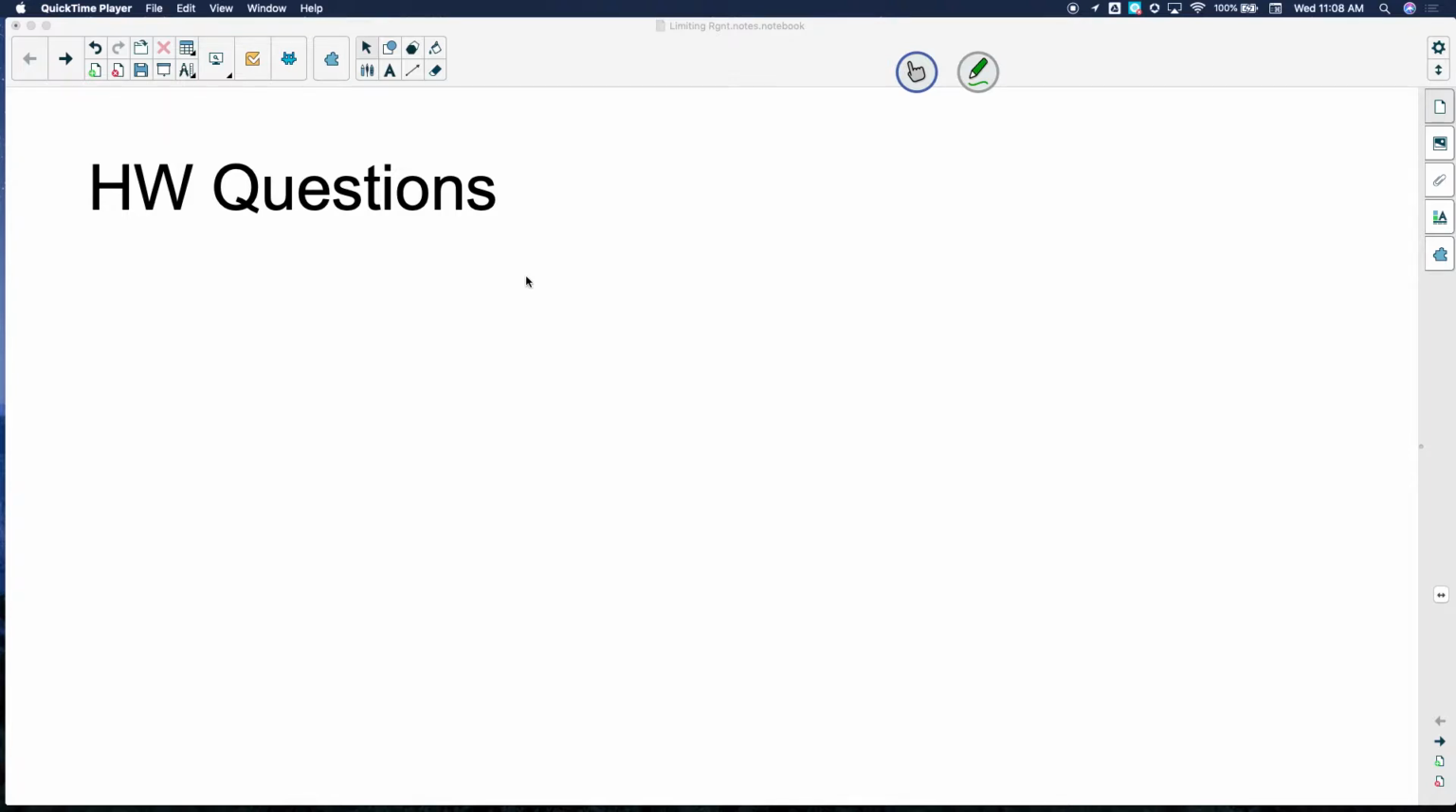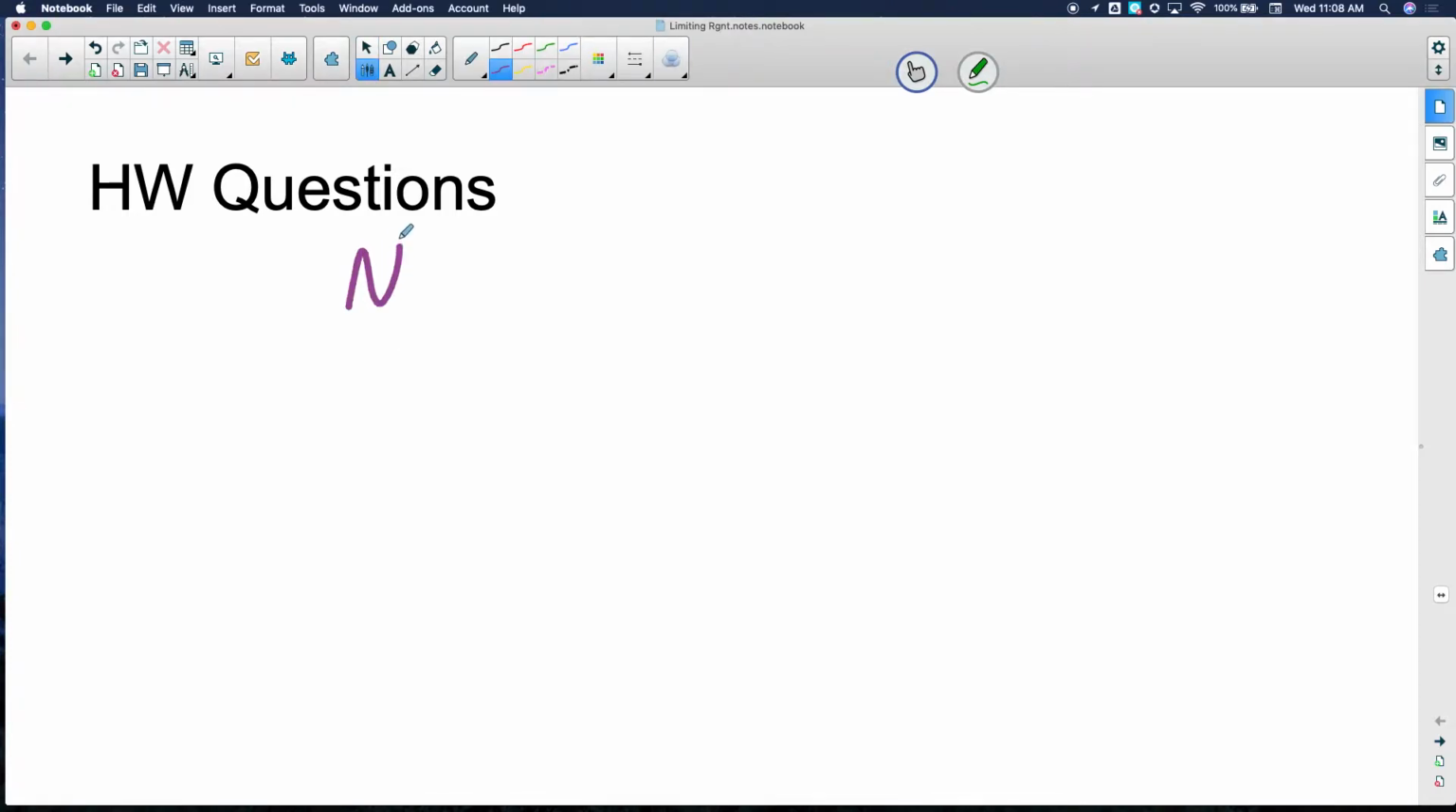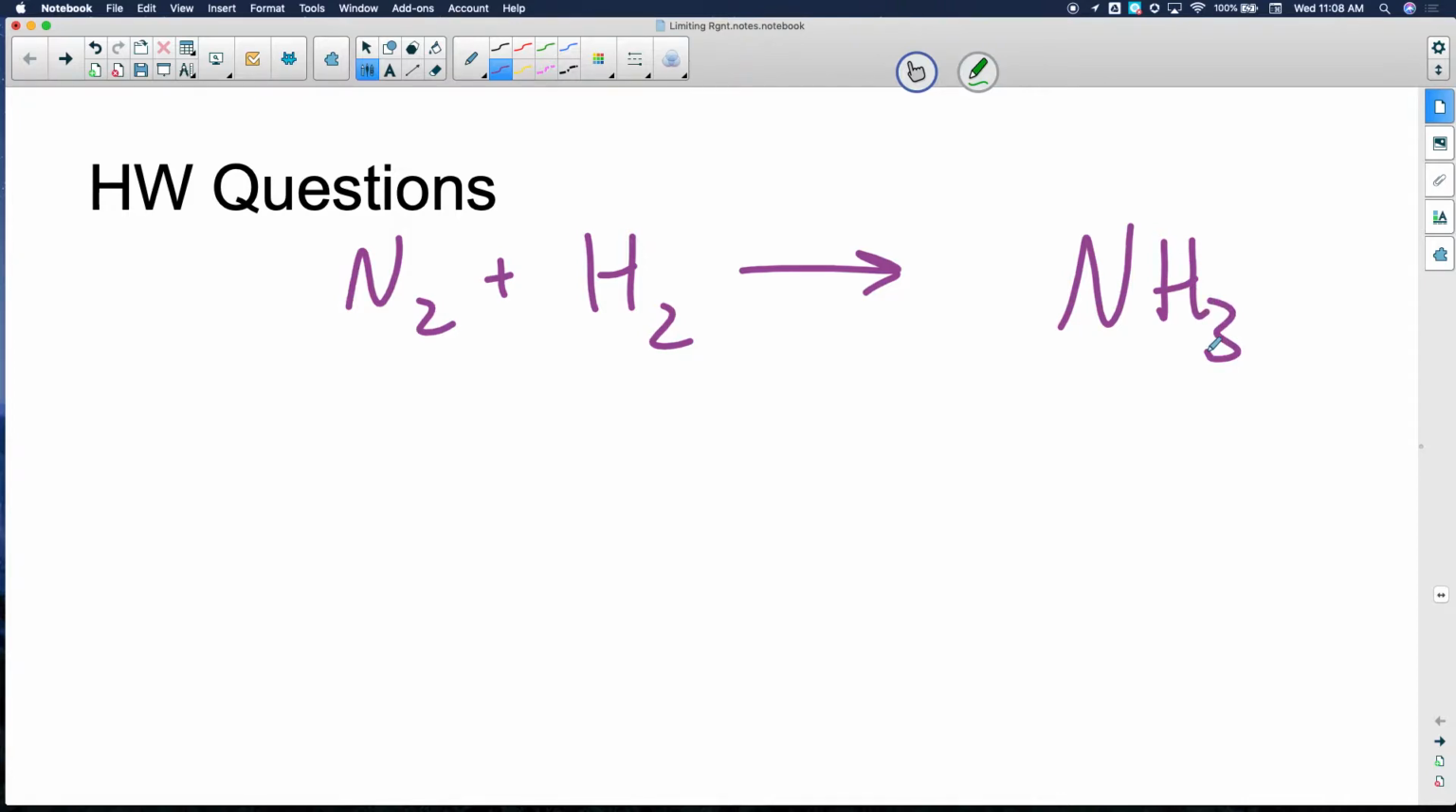Problem number 1. Let's talk about the reaction. Mattel, what are our reactants? N2 plus H2. And what are they making? NH3. There is sometimes some confusion about ammonia versus ammonium. This is ammonia. It is NH3. Ammonium is NH4. So that sometimes is a problem that leads people astray in this.